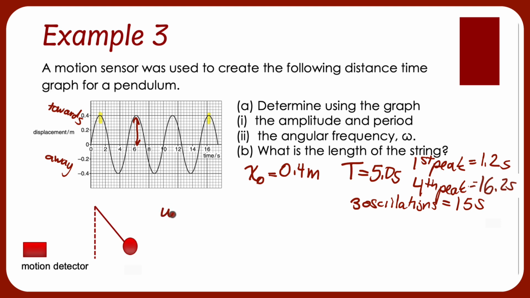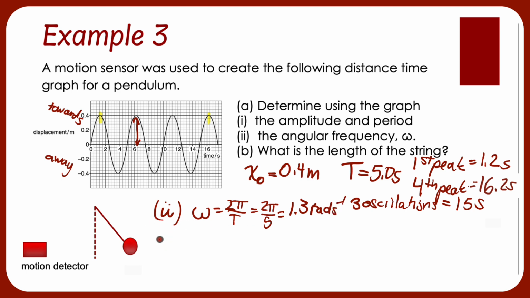Part 2 says, what is the angular frequency? That's 2 pi over the period. That gives me 1.26, and looking at my values, I'm going to round that to 1.3 radians per second.